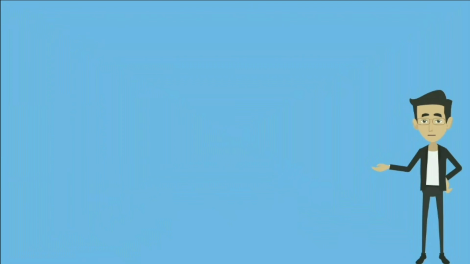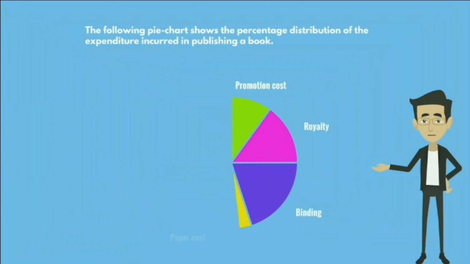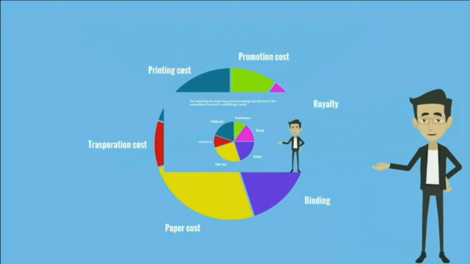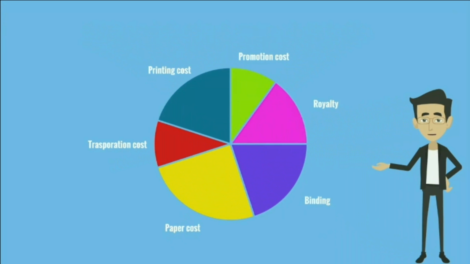Question. The following pie chart shows the percentage of distribution of the expenditure incurred in publishing a book. Now let's have a look at this pie chart. If we observe here, there are several various expenditures incurred in publishing a book, and these are given in percentages.